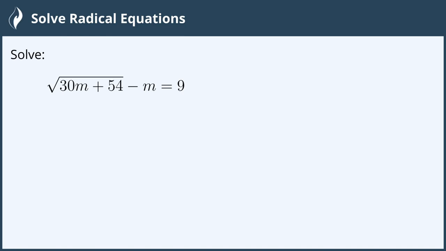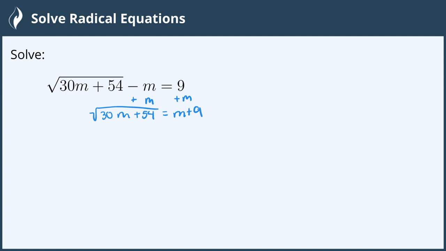Hi everyone! In this video we will solve radical equations. Solve the square root of 30m plus 54 minus m equals 9. Our goal in these is to isolate the radical. To do that we will add m to both sides. So we get the square root of 30m plus 54 equals m plus 9.